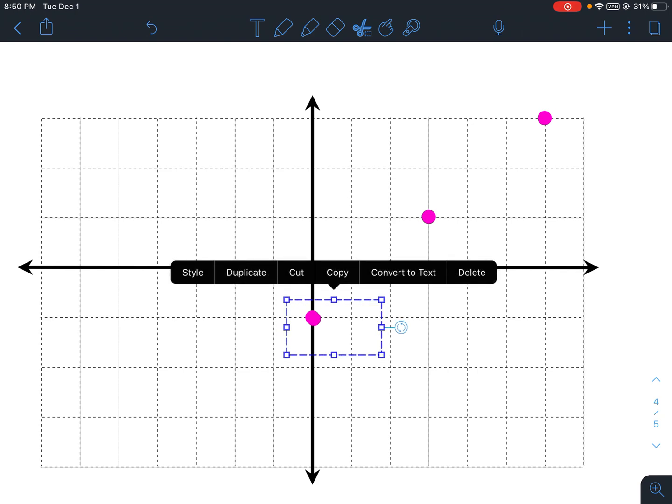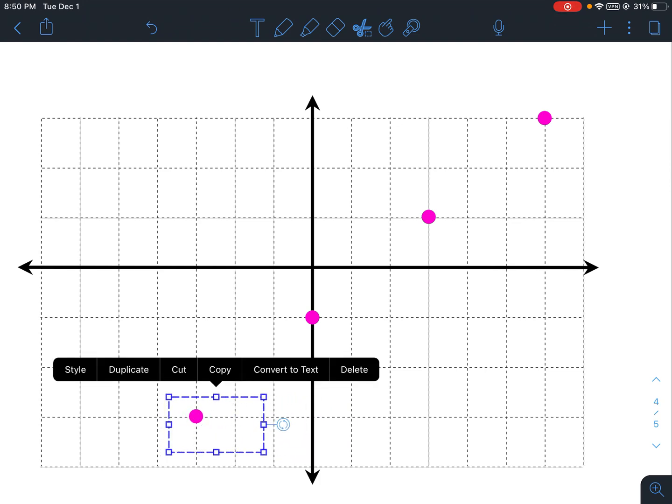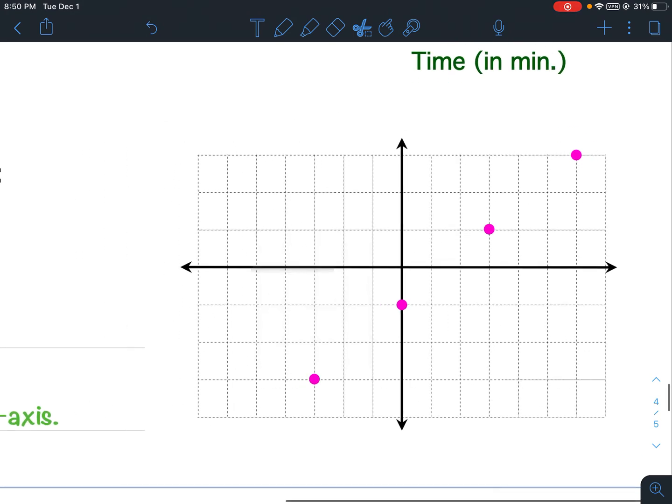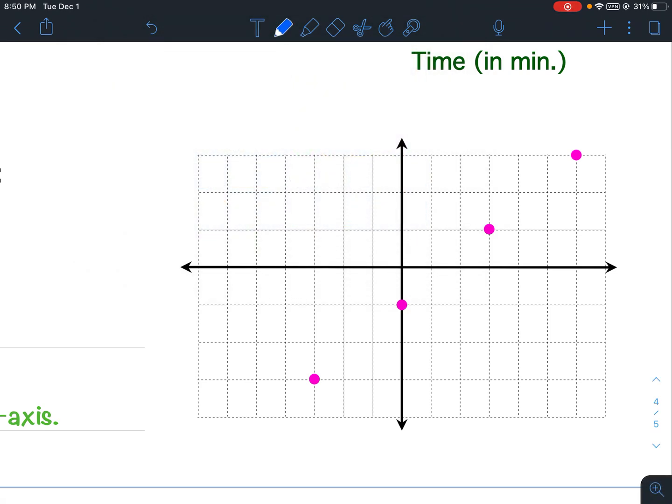And now, instead of going up 2 and to the right, I'm going to go down 2 and to the left 3. I can't go down 2 anymore. If I did, I would be off the graph. So that's the last point I can graph. So now, use your straight edge to connect the points.